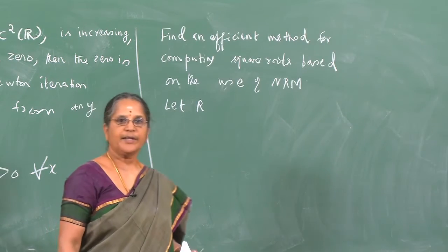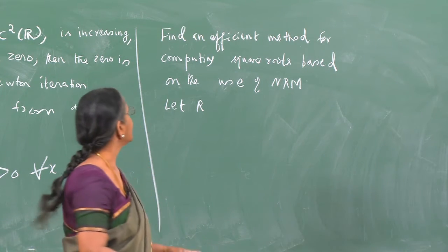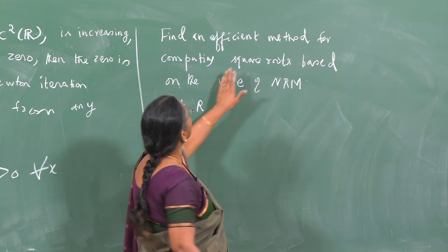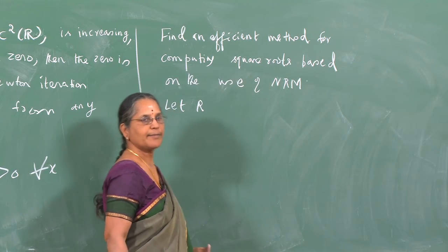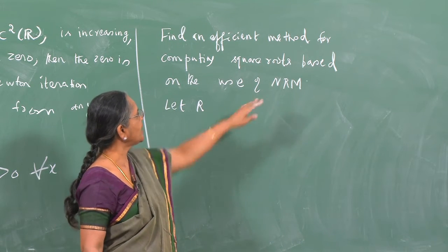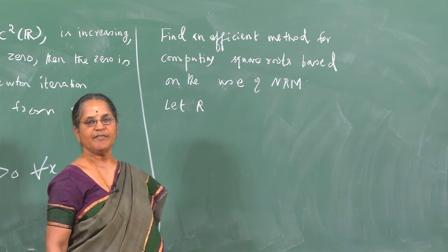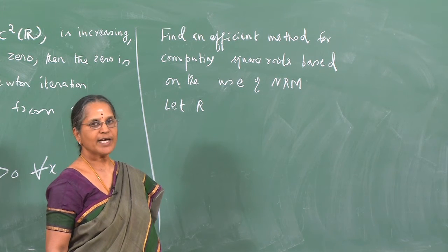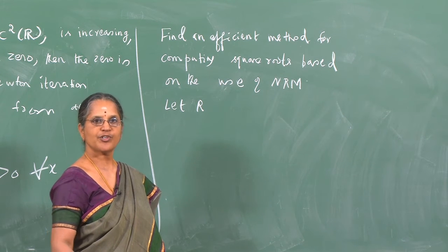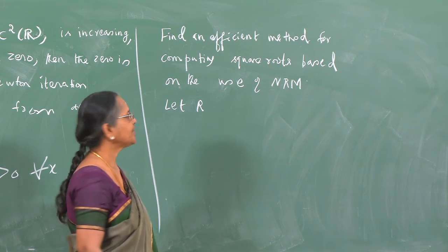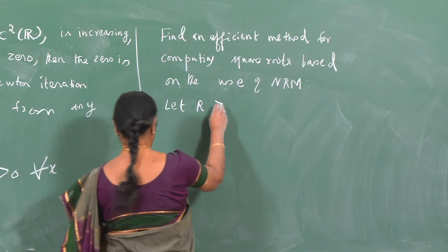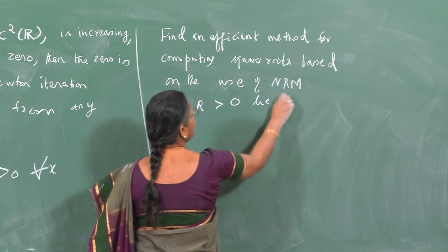The problem is as follows. Find an efficient method which is based on Newton-Raphson method, with the help of which you can compute the square root of a number, say r. So, let r greater than 0 be given to us.